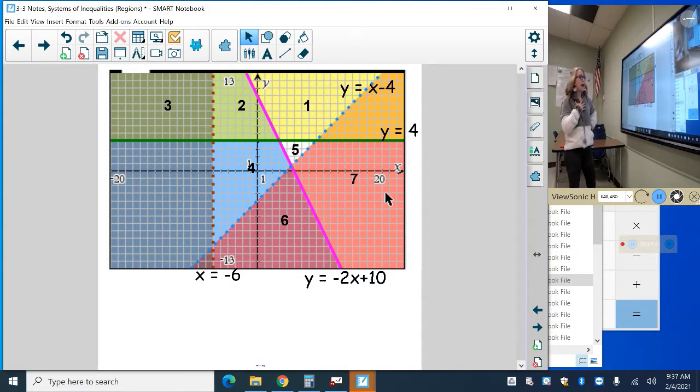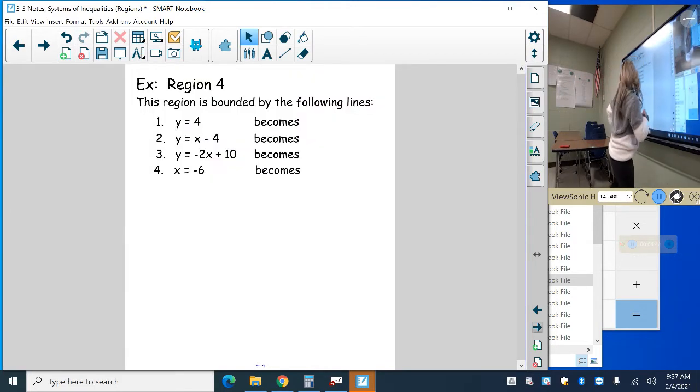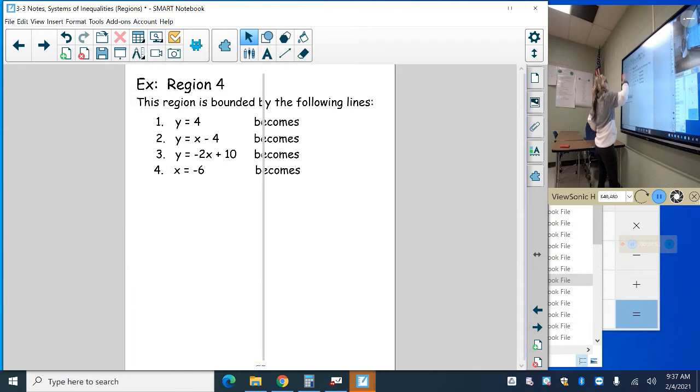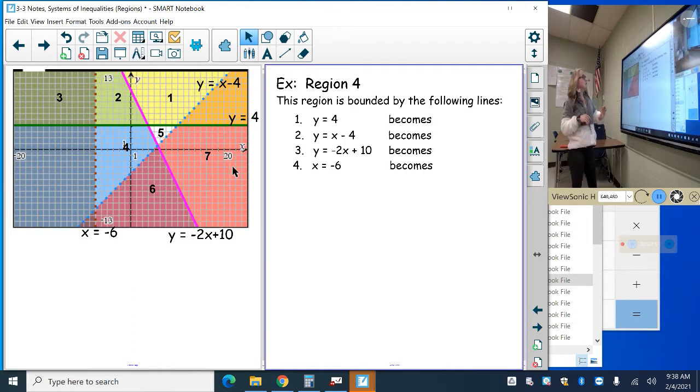So now I have to identify regions and create a system of inequalities. You're like, what in the world are you talking about, Mrs. Numbers? Well, let's look at this like this, okay? So let's say I ask you, okay, look at region 4.